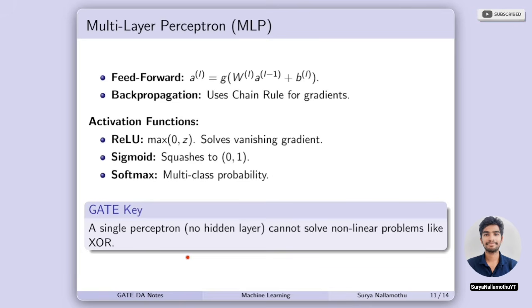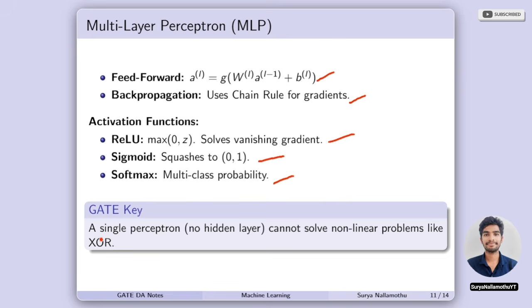Next, multi-layer perceptron. The multi-layer perceptron uses feed forward and back propagation. Here we show the back propagation. Among the activation functions, ReLU solves the vanishing gradient problem, and sigmoid is used for the range 0 to 1. The softmax function gives multi-class probabilities. So the multi-layer perceptron follows feed forward and back propagation, and mainly we use ReLU as the activation function, then the sigmoid function, and third the softmax for multi-class probability.